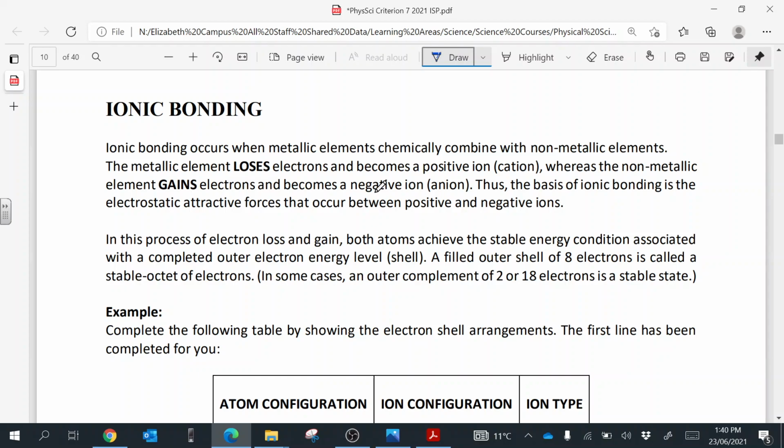So last time we were looking at naming ionic compounds and finding out their formulae and back and forth through that. So now we're going to look a bit more closely at ionic bonding and why it occurs and how it occurs. So ionic bonding occurs when metallic elements chemically combine with non-metallic elements. The metallic element loses electrons and becomes a positive ion, a cation, whereas the non-metallic element gains electrons and becomes a negative anion. Thus, the basis of ionic bonding is the electrostatic attractive forces that occur between positive and negative ions.